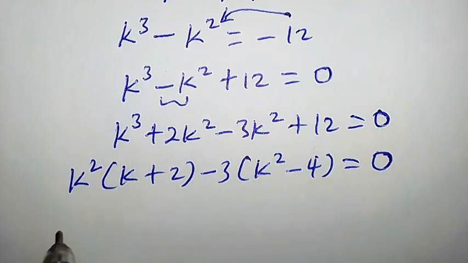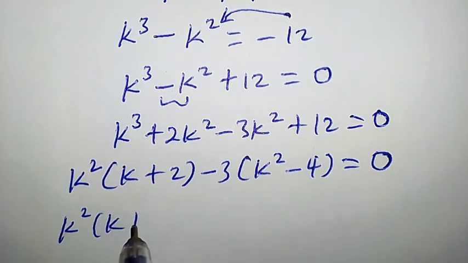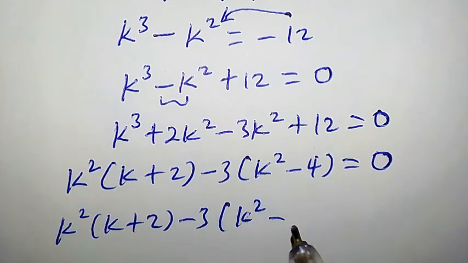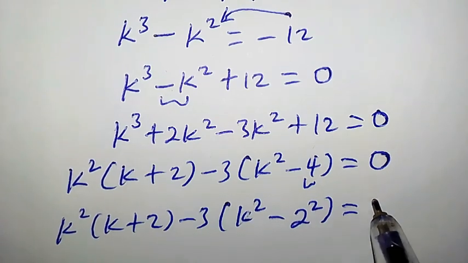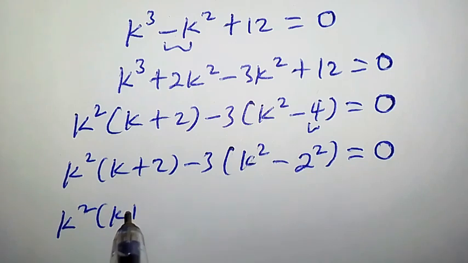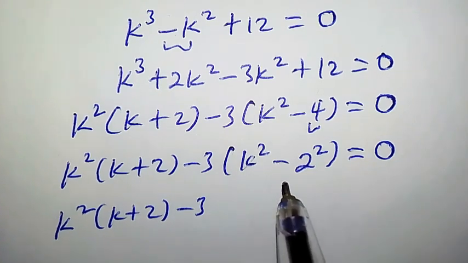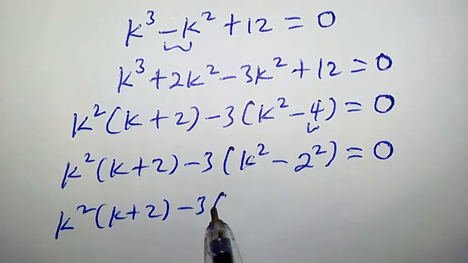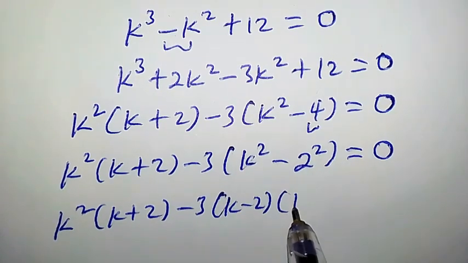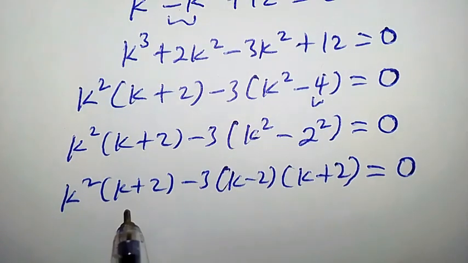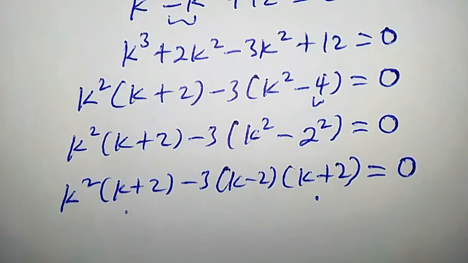Let's continue. K to the power of 2 times k plus 2 minus 3 into k square minus 4 could be written as 2 to the power of 2, everything equal to 0. Let's proceed further. K to the power of 2 times k plus 2 minus 3. This is a difference of 2 square, and we can write it as k minus 2 times k plus 2 equal to 0. You will observe that k plus 2 is common, so let us factor it out.